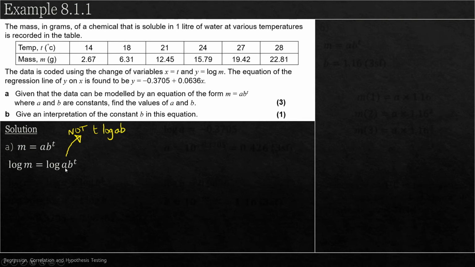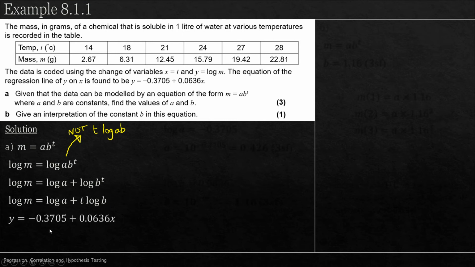Instead, we can use the law of logs that allows us to break it apart into log a plus log of b to the power t. Then on the right hand side, we can use the index law for the final term, it becomes t log b. So now let's compare that with the regression line of y on x, written directly underneath.